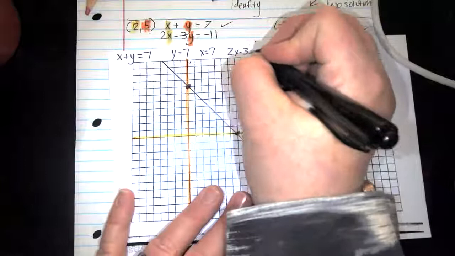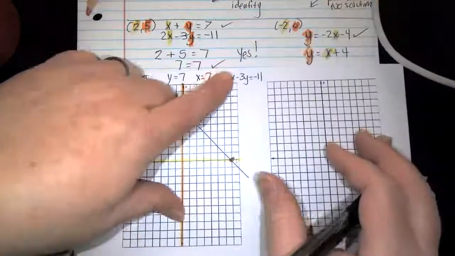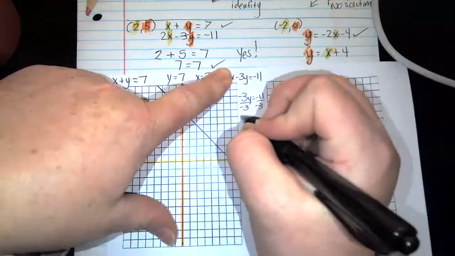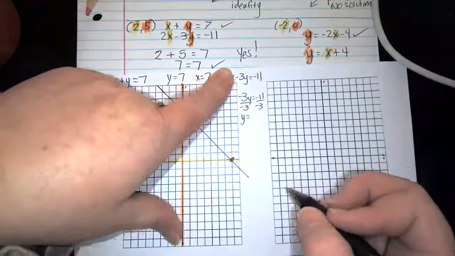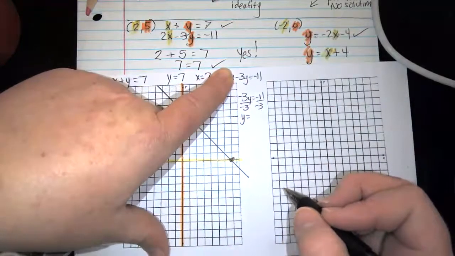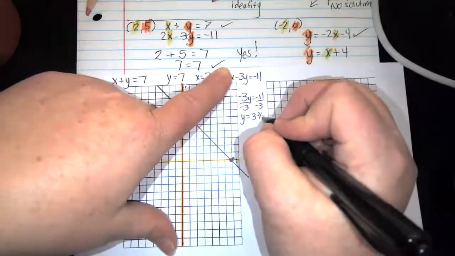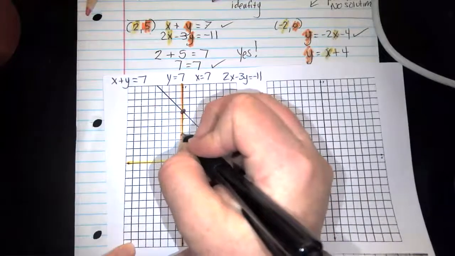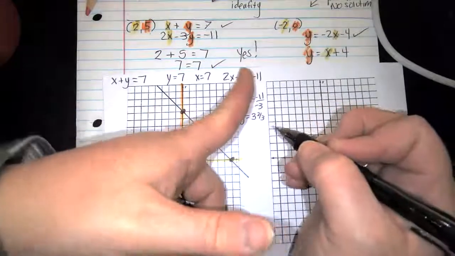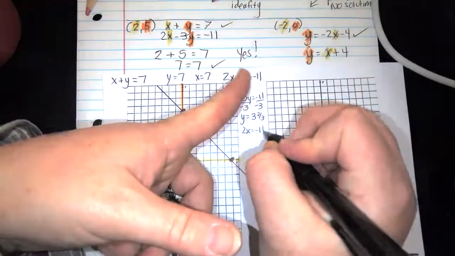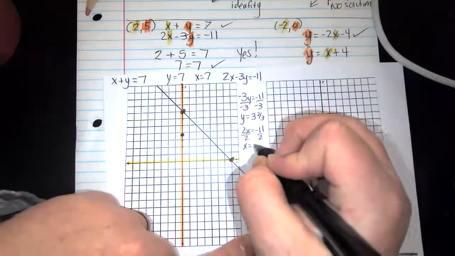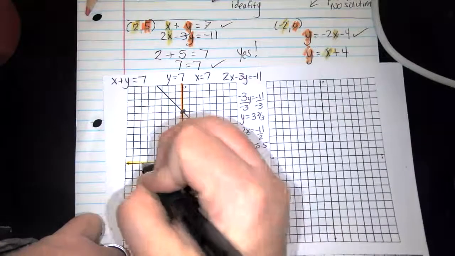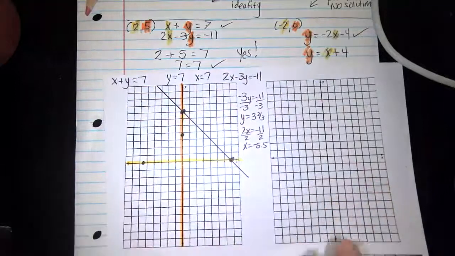My next one is 2x minus 3y equals negative 11. Ooh, that one's not so nice. Let's see. Negative 3y equals negative 11. Divide by negative 3. Well, 11 divided by 3 is 3 and 2/3, so 3 and a little bit: 1, 2, 3, and almost to 4. So I'm going to estimate a little bit. What about the 2? 2x equals negative 11. Divide by 2, x equals negative 5.5: 1, 2, 3, 4, 5.5.